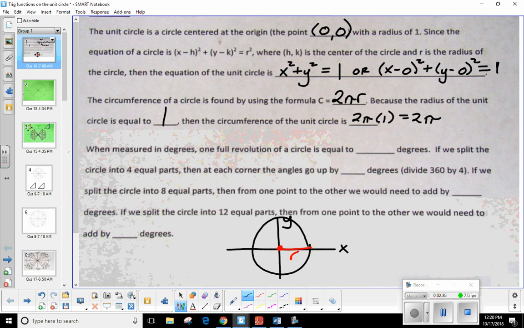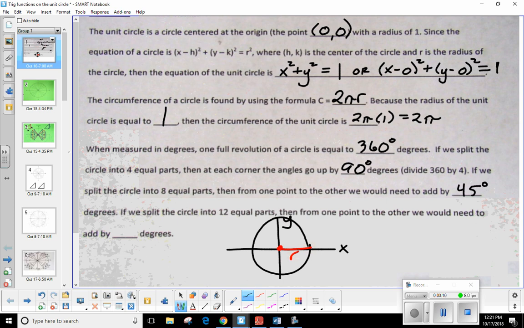Okay, now let's start talking about degrees. When measured in degrees, 1 full revolution is equal to 360. Okay, we know that. Now, if we split the circle into 4 equal parts, like we did here, using the axes, then at each corner, each one of these is going to go up by what? 90 degrees. Basically, 360 divided by 4. Okay, if we split the circle into 8 equal parts, then it's going to be 45, yes.